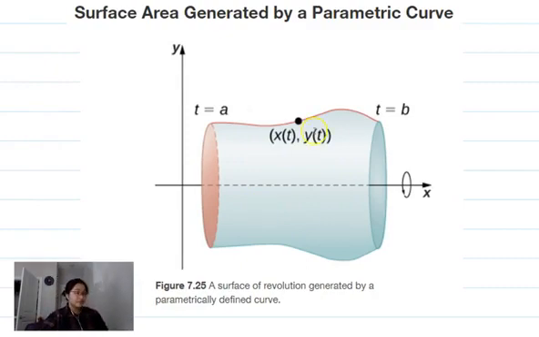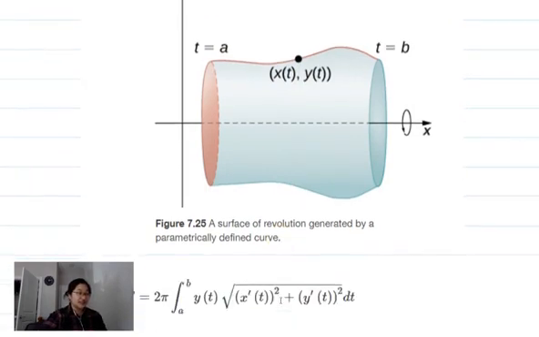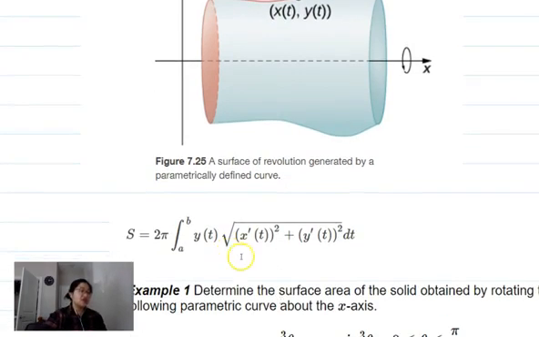So, our surface area for a parametrically defined curve, this one right there, is the surface of revolution, where we're looking at our arc length and multiplying it by our radius, which is our y, as long as we're rotating about our x-axis, right? If we're rotating about our y-axis, then this would switch to x. And then we have a 2 pi, because 2 pi r h is what we're dealing with, right?